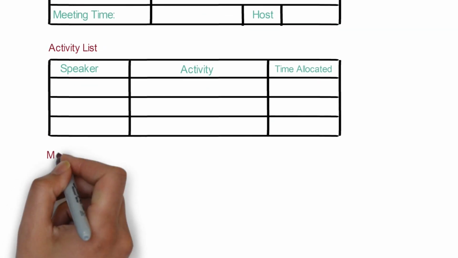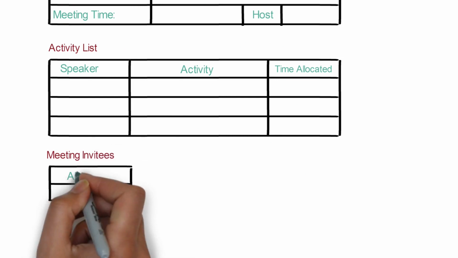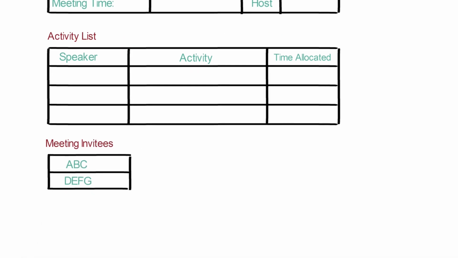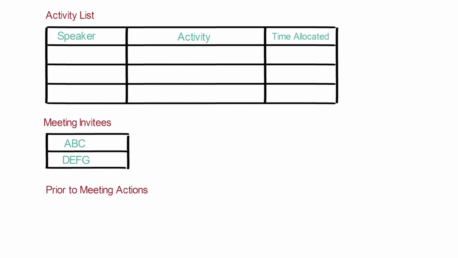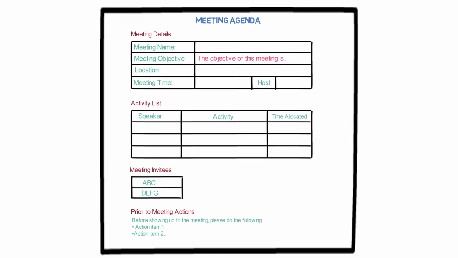Number 4, mention the names of attendees that will be joining the meeting. And number 5, finally, mention the list of actions that need to be performed by the attendees prior to the meeting. So this is the entire format. Now let's look into an example to understand this format.